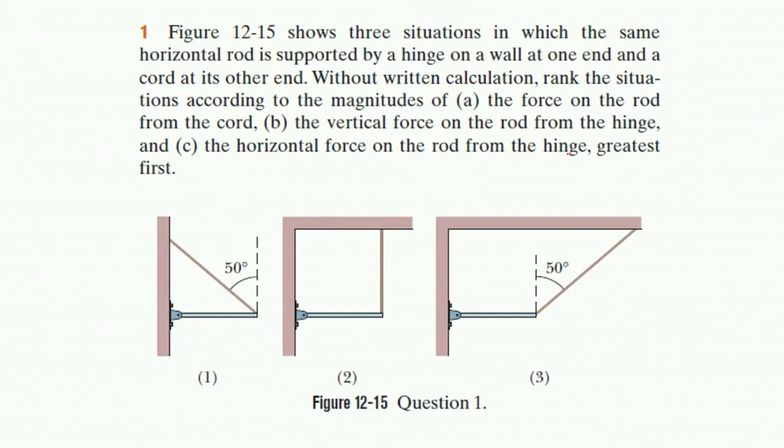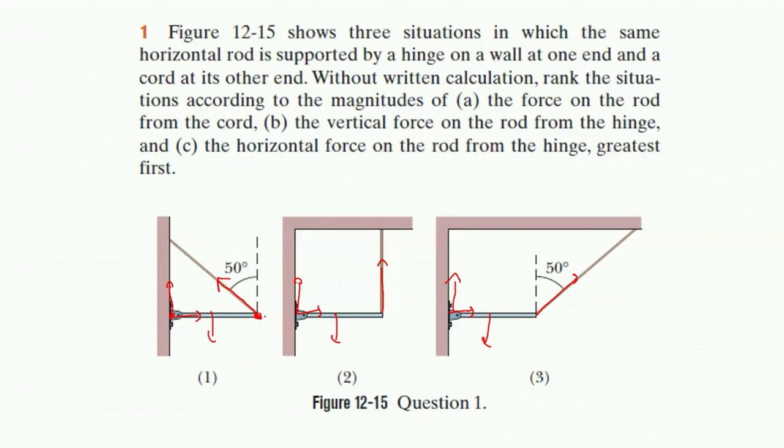Now, how should I do it? You remember in the first question, I put my axis of rotation at the hinge. This is the weight, this is the TC, and this is the F horizontal and the F vertical, in each case. I want you to redo it. Now let me put the axis of rotation at the other extremity of my rod.